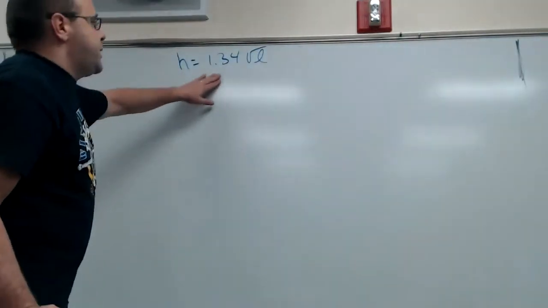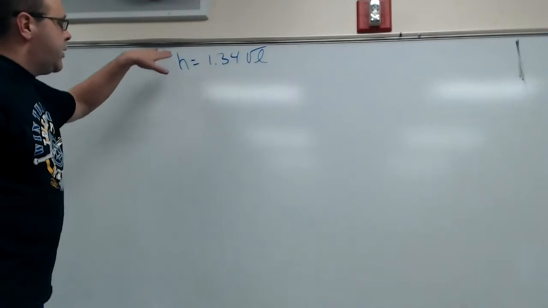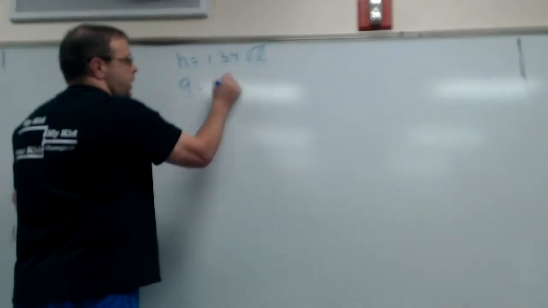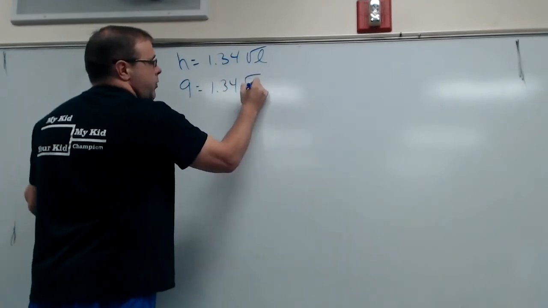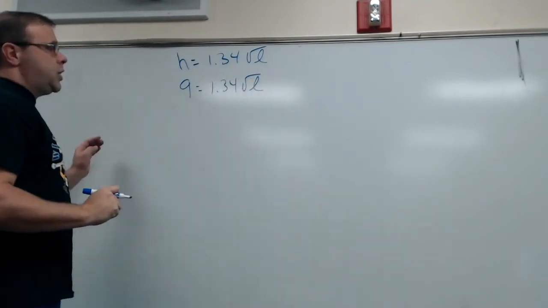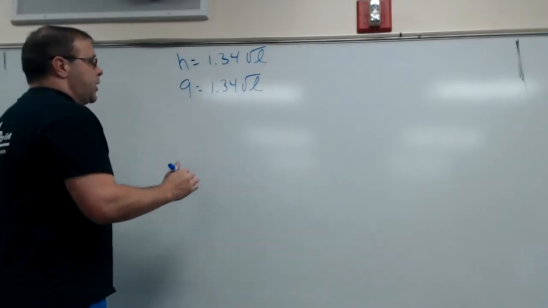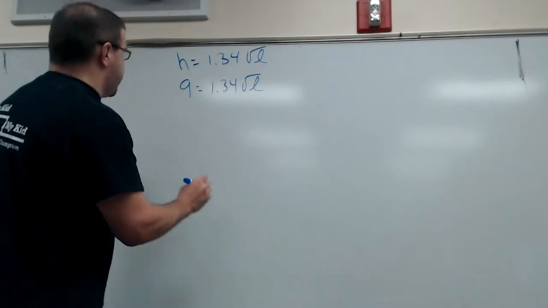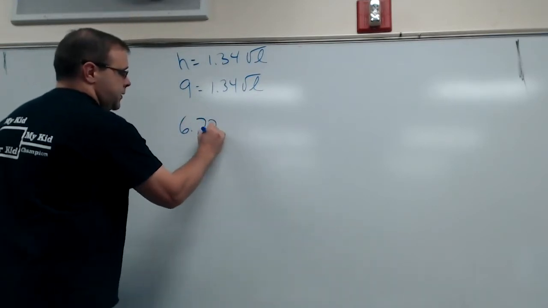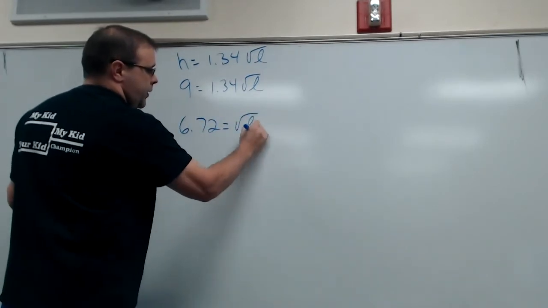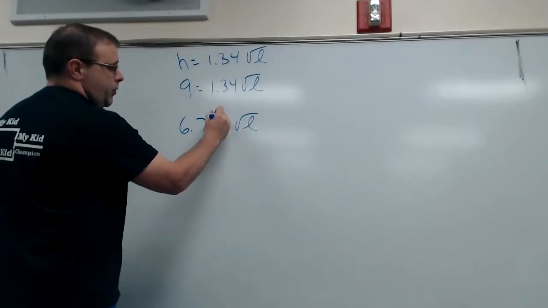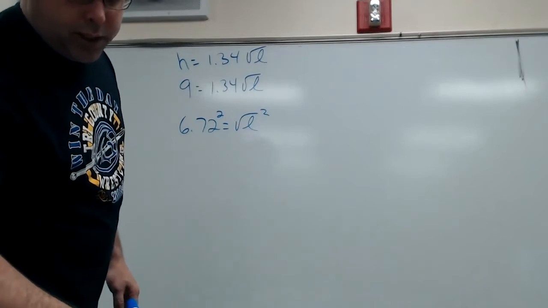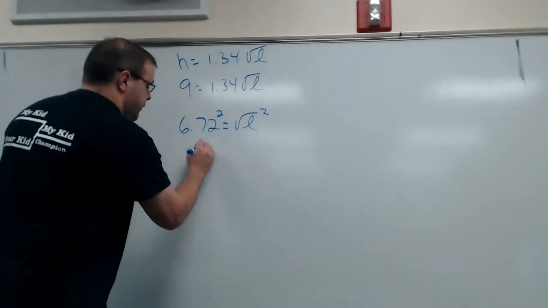Okay, they have this equation right here. The hull speed, which we found is 9, is equal to 1.34 square root of L. L is the length of the ship. So divide both sides by 1.34. So 9 divided by 1.34 is 6.72 equals square root of L. Then to get rid of the square root, we want to square both sides. So 6.72 squared is 45.16.